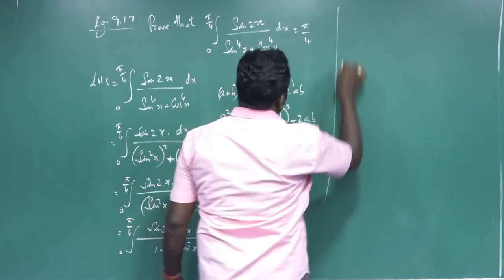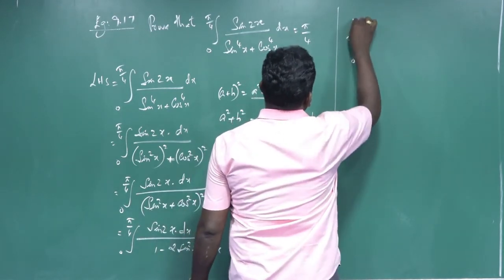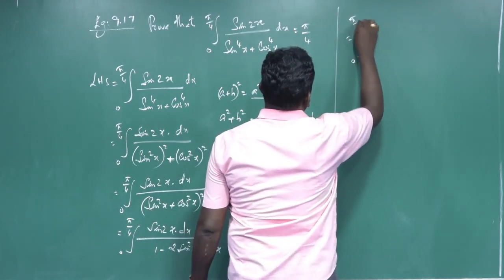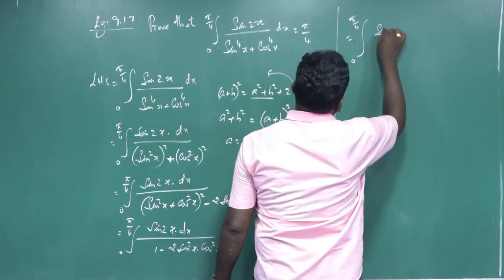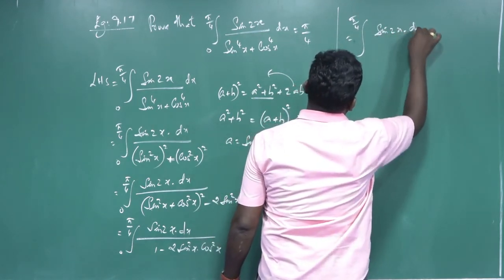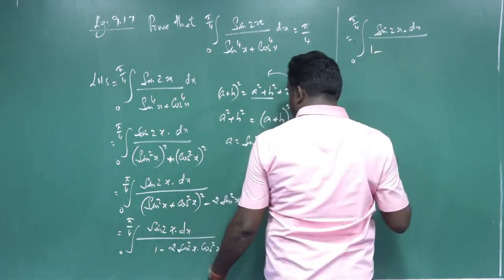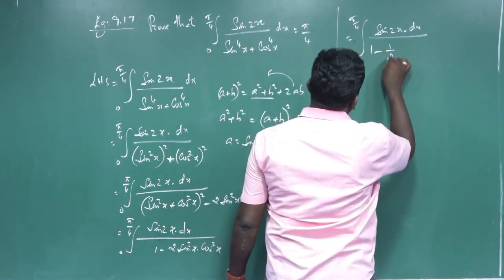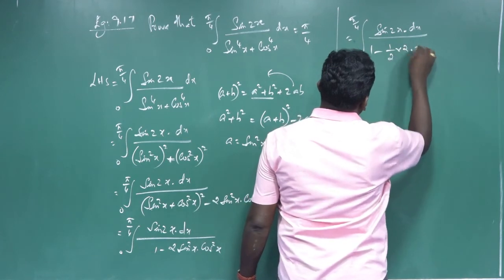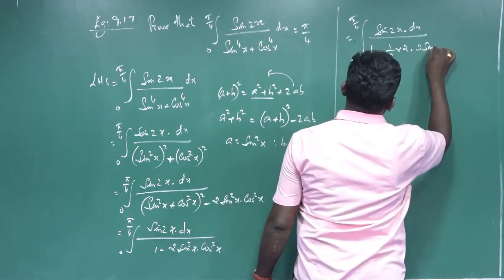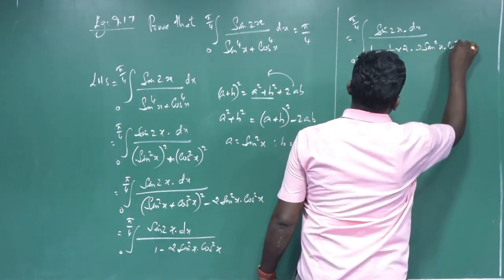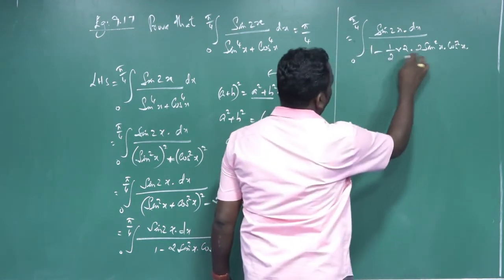Therefore that is equal to integral 0 to pi by 4, the numerator is sin 2x dx, divided by 1 minus, we have to multiply by 2 into 2 into sin square x into cos square x. Now 2 into 2 is 4.